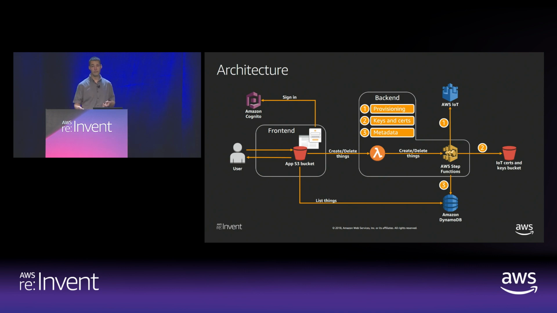And the third piece of that is Dynamo DB. We're using Dynamo DB to store metadata about the bots, such as battery life, whether it's connected or not, and we can query that quite easily. The other part of the app then, from the S3 bucket, we can actually list the things in the Dynamo DB. We can also use it to interact with the MQTT topics.